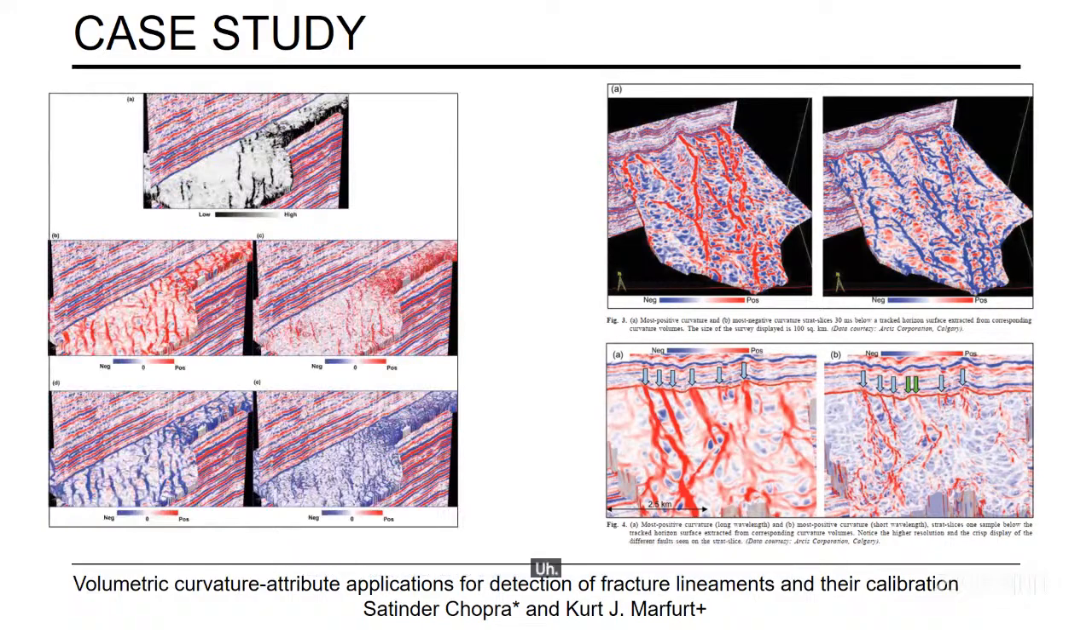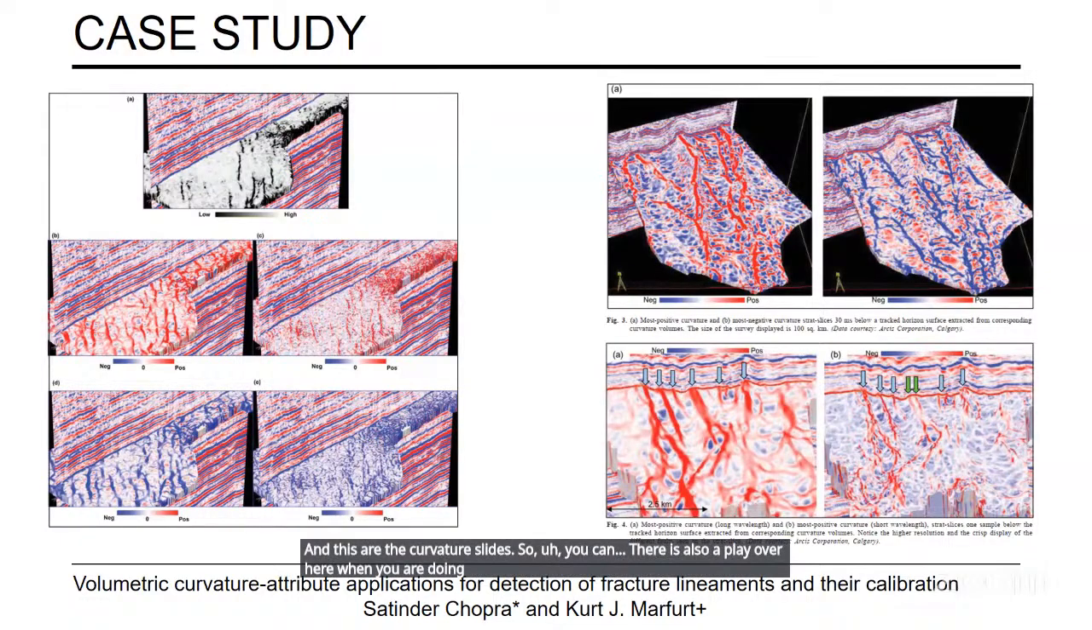To make the understanding clearer, if you look over here, you can understand more. On the top, in picture A, what you are looking at is a coherence slice. And these are the curvature slices. So there is also a play when you are doing curvature analysis of long wavelength and short wavelength.